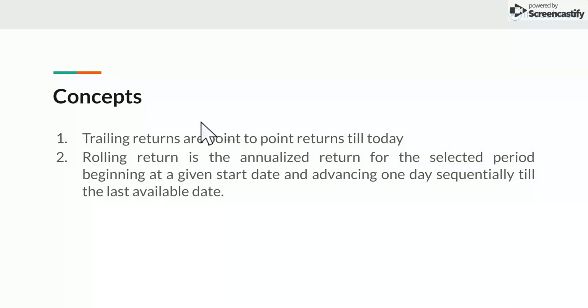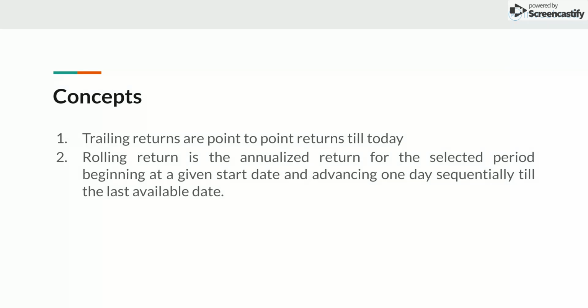Now a rolling return is the annualized return for a selected period at a given start date and advancing one day sequentially till the last available date, which is today. So if I take a scheme and a time period, it will show all the returns for that time period for every time period available from a given start date till today.